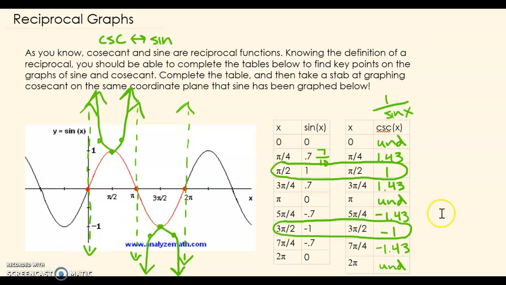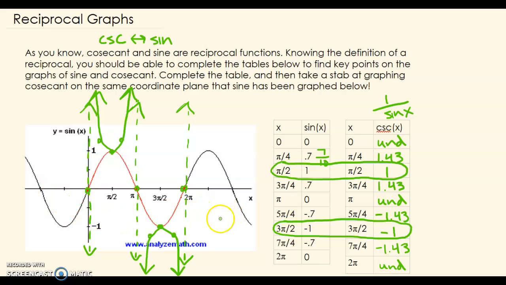Okay, you've had some time to think, you've had some time to respond. I'm really excited to read your answers. I'm curious what kinds of patterns you notice. One thing that I notice is that anytime I have a point that lies on my x-axis for my sine of x graph, so we see that point here at 0, pi, and 2 pi, it's going to show up as a vertical asymptote on my cosecant graph.